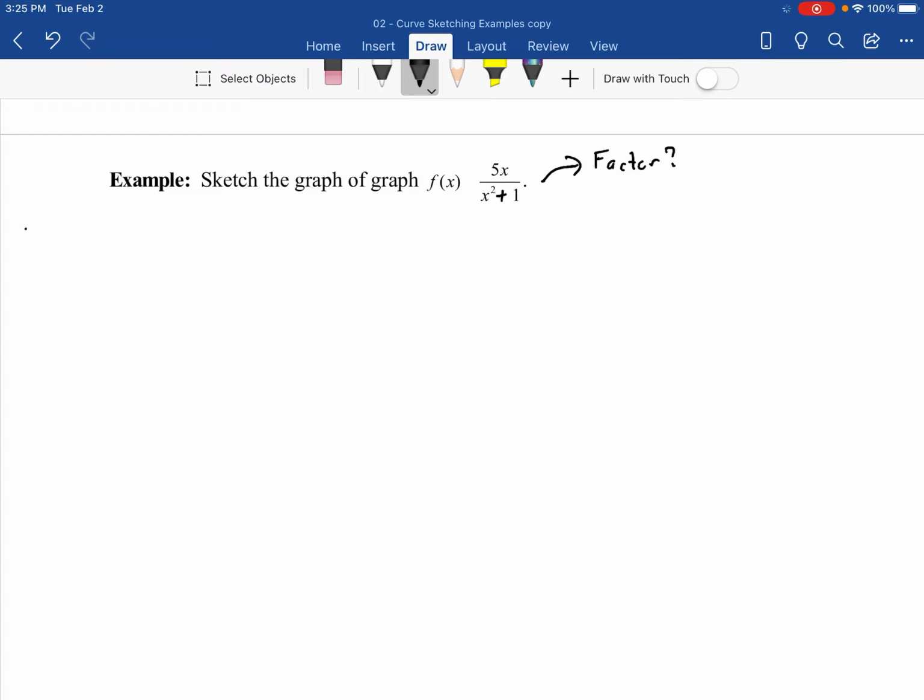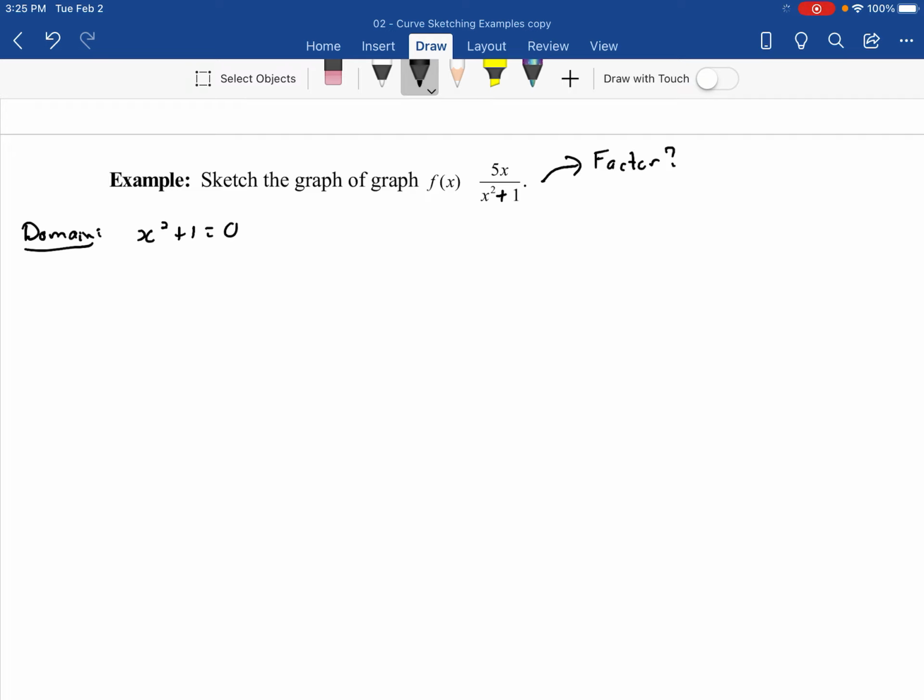So our first move is to check for domain issues. We want to know when x squared plus 1 is equal to 0, when that denominator is equal to 0. Later on, we'll have to watch out for negative square roots as well. But for now, all we've got is the denominator to worry about here. So x squared plus 1 equals 0. And there's 2 ways to see that this isn't going to ever equal 0.